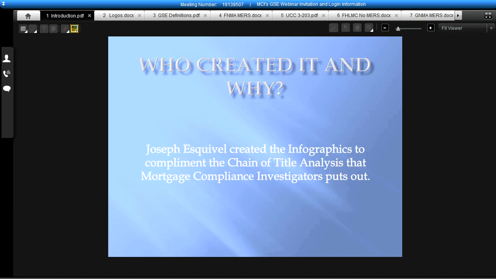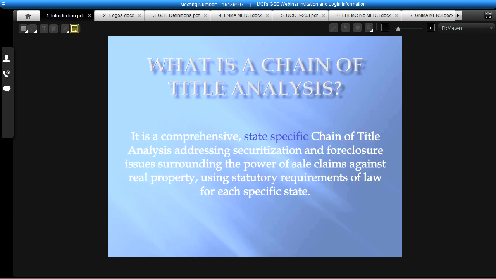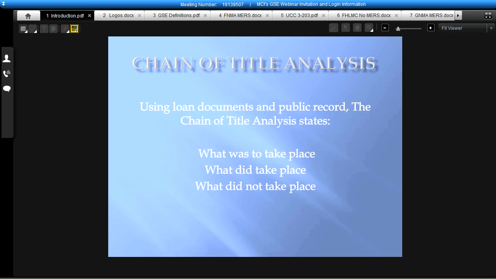What is a chain of title analysis? It is a comprehensive, state-specific chain of title analysis addressing securitization and foreclosure issues surrounding the power of sale claims against real property, using statutory requirements of law for each specific state, and using loan documents and public record. The analysis states what was to take place, what did take place, and also, most importantly, what did not take place.